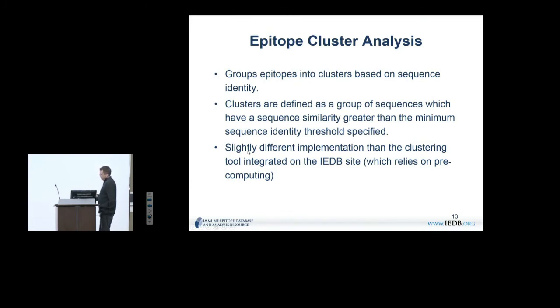Finally, the cluster analysis. Quite frequently, as you've seen, when you query for epitopes, we get results that are very related. They're just isoforms of each other. And if you want to see how these things belong together, to identify how many really unique regions you have, you can use this cluster analysis tool. Essentially, it groups epitopes together based on identity. One cluster is defined as the group of sequences which have a similarity with each other greater than a minimum identity threshold.